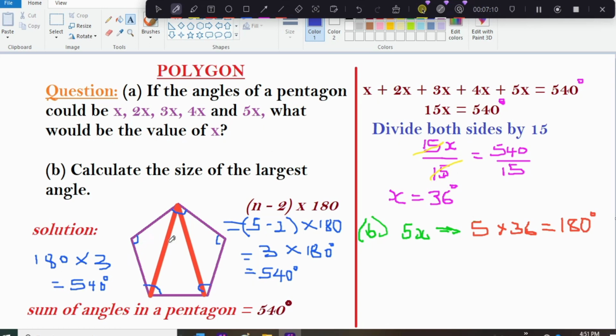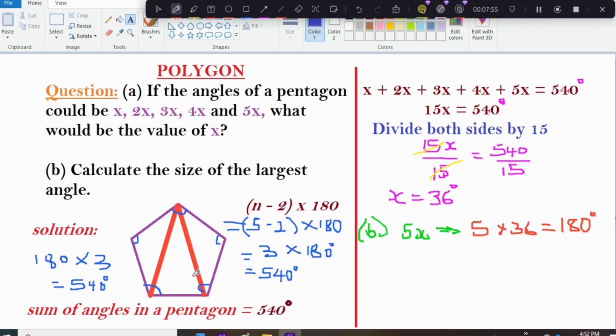In this question, we are able to know how we get the sum of angles in a polygon using this formula: n minus 2, bracket close, times 180. So when we know the name of the polygon, for instance pentagon, which is 5 sides, we can just say 5 minus 2. If it is nonagon, which is 9 sides, we say 9 minus 2 times 180. If it is decagon, which is a 10-sided polygon, we say 10 minus 2 times 180. Whatever result we have gives us the sum of angles in that polygon.